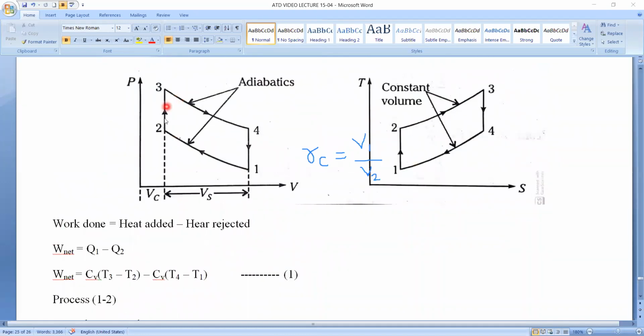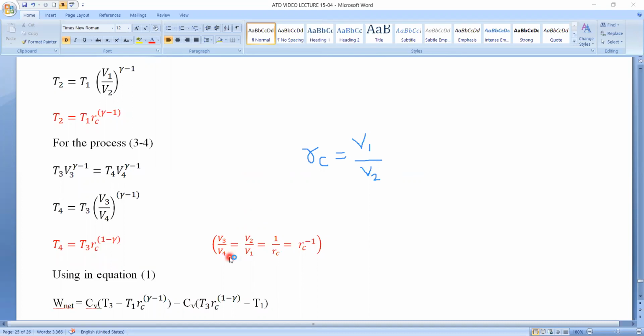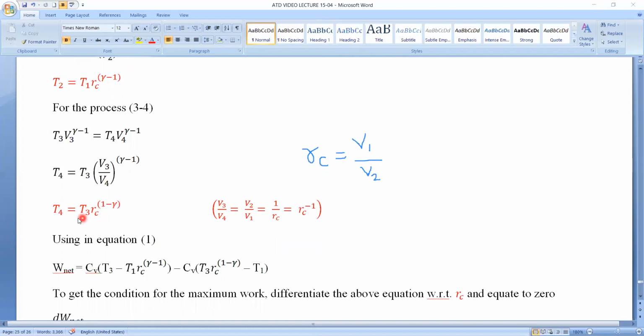See here, V3 equals V2, both are the same because 2 to 3 is a constant volume process. Similarly, V4 equals V1, because 4 to 1 and 2 to 3 are constant volume processes. Fine, I hope this is clear. Now V3 by V4 can be written as V2 by V1. V1 by V2 is RC, and V2 by V1 is 1 by RC, or RC raised to minus 1.